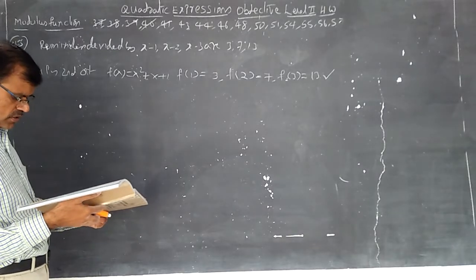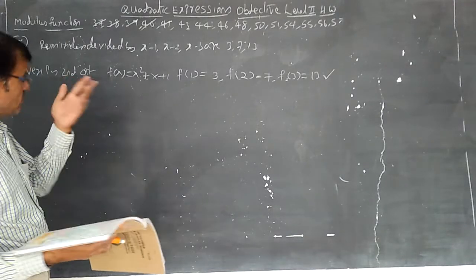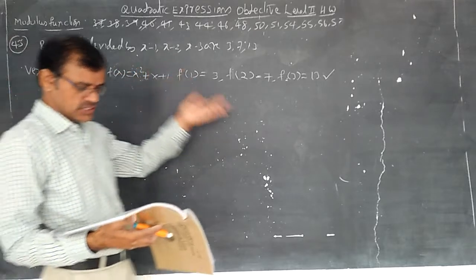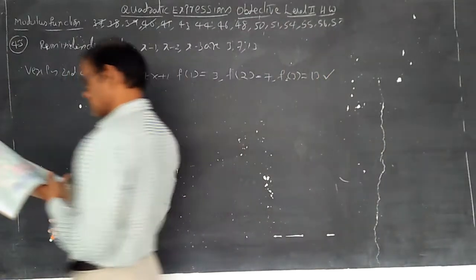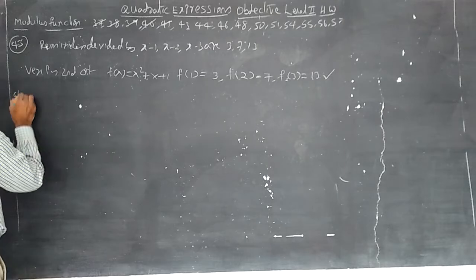Then he is asking, that's all. Simply he is asking, divide by x minus 1, x minus 2, x minus 3. It is called a combined polynomial. It is simply the second option. That's all. Now 44th question.